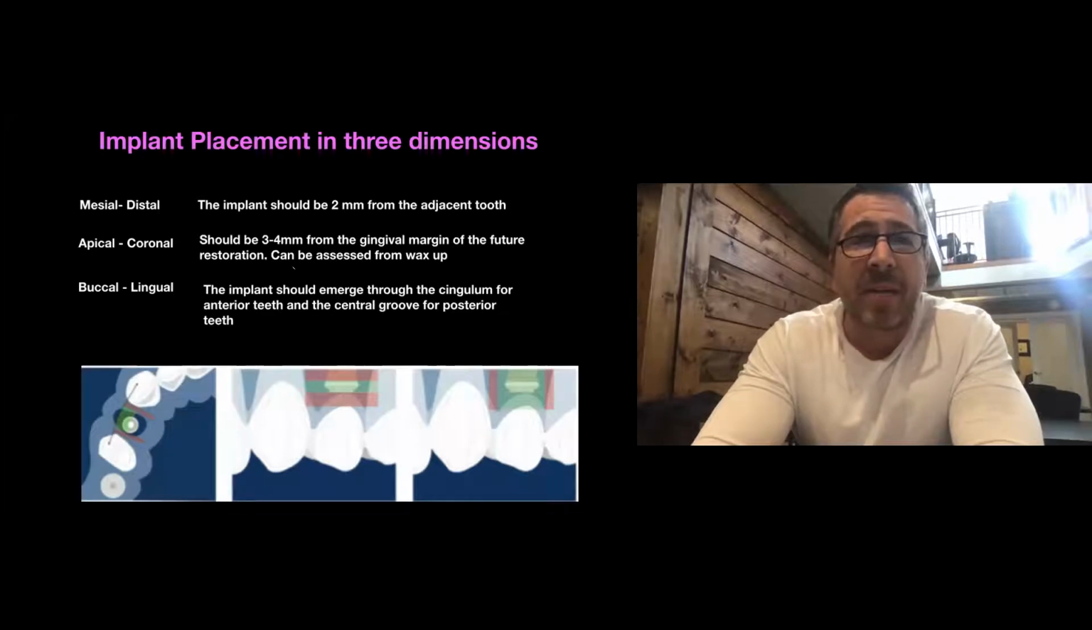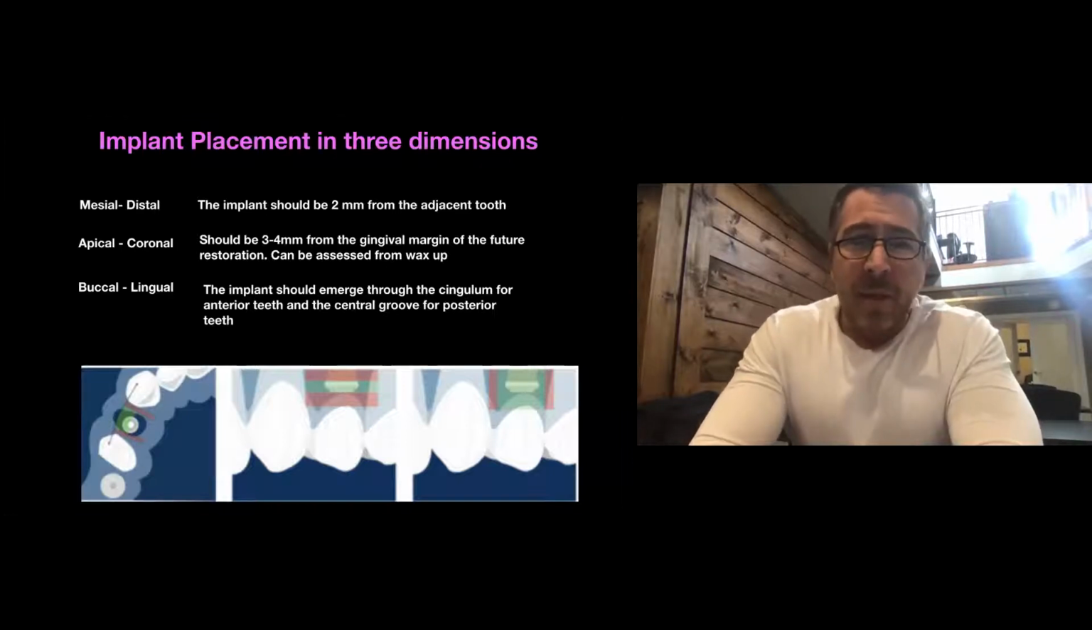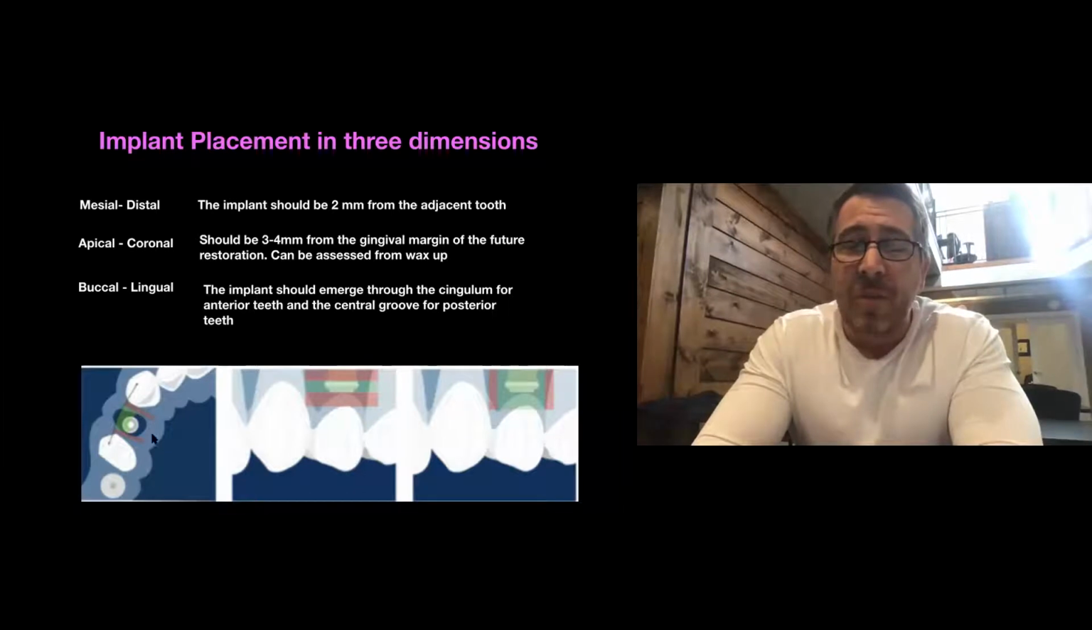For a single missing tooth, we have to talk about mesial, distal, buccal, lingual, and apical coronal. From a mesial distal perspective, the implant should be 2 millimeters from the adjacent tooth. I don't like them any closer. When you get a little closer, we're going to talk about the consequence of what happens when you do get too close to adjacent teeth. Apical coronally, it should be 3 to 4 millimeters from the CEJ of the future restoration. And then buccolingually, the implant should come through the central groove of a posterior tooth and should come through the cingulum of an anterior tooth.